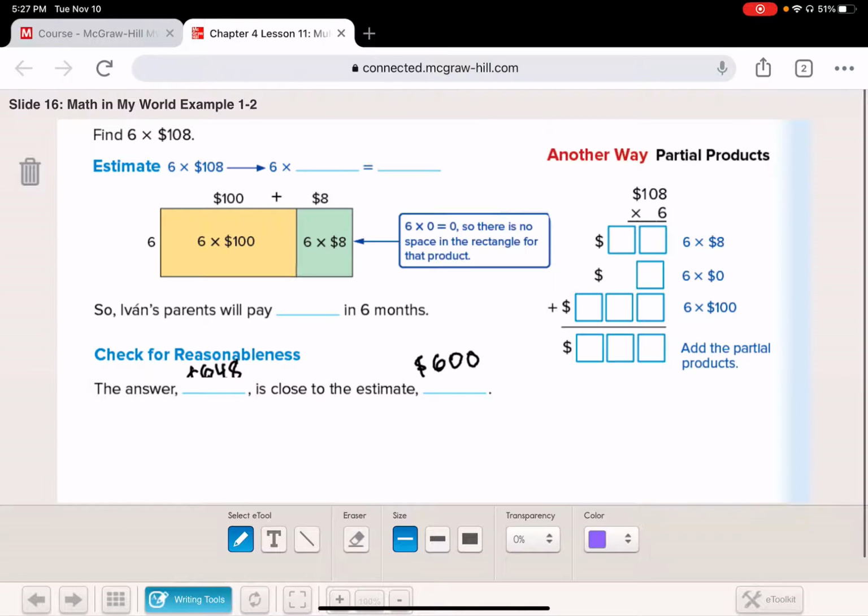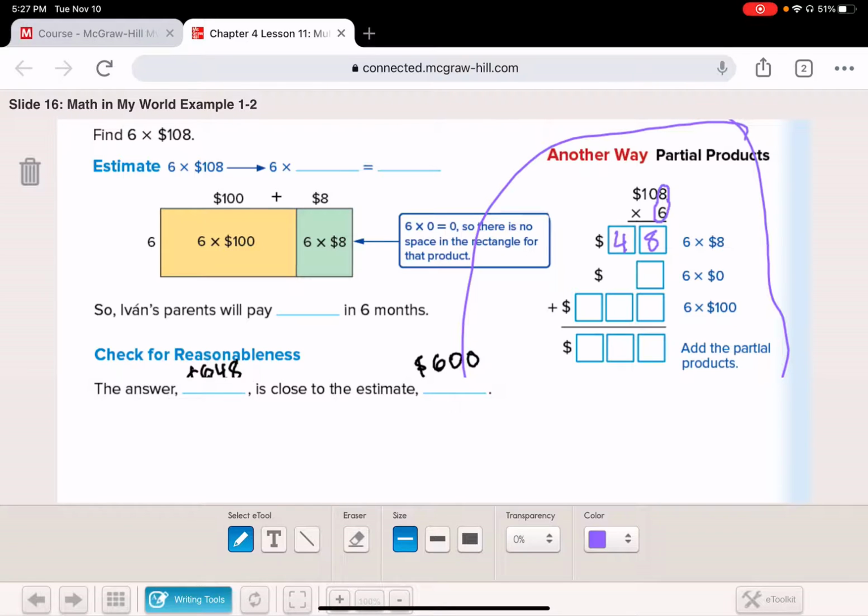Okay, now over here, we're going to show the same problem, but using partial products. So we're going to get the same answer, so just watch how we solve it. We're going to start with the ones place, 8 times 6. 8 times 6 is 48, so I put that right here. Remember, this is the long way, the partial products way. This is not the shortcut that we have learned. We can do that next. But right now we're doing it the long way, just so that we can see what's happening.